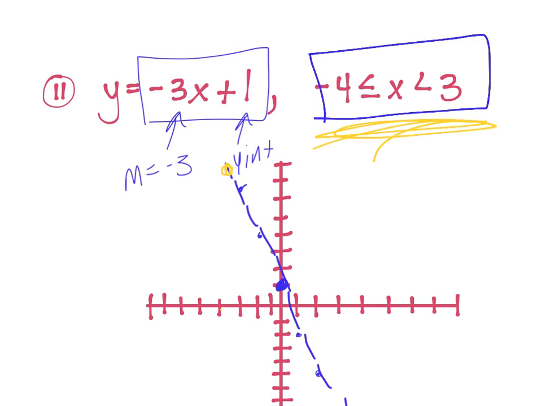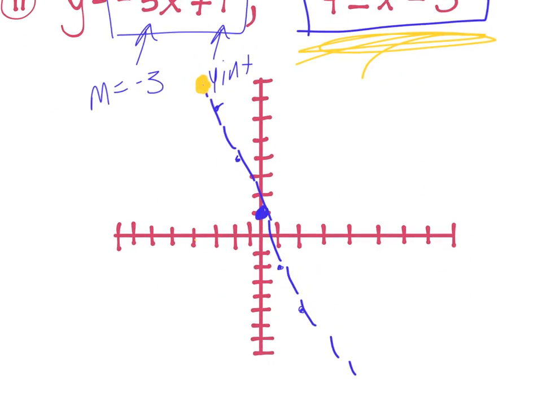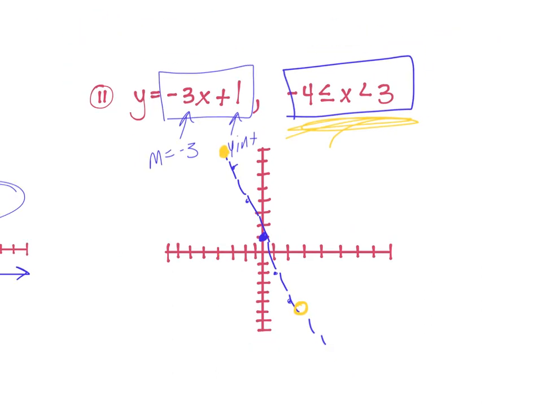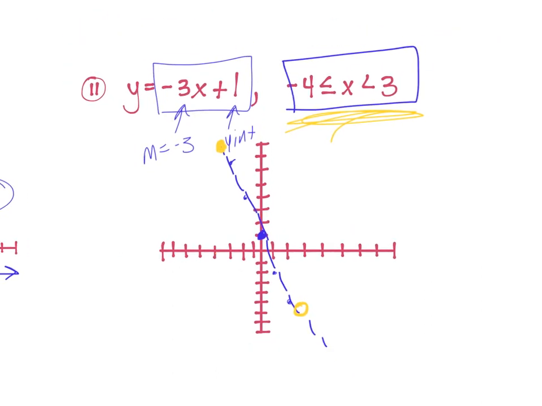What kind of a dot am I going to put right there? Why did I color that dot in? Closed, because it's equal to. Good. And down here at 3, 1, 2, 3, what kind of dot? Open. What do I do with everything else on this line that doesn't fall within those two numbers? Erase it. I erase it.